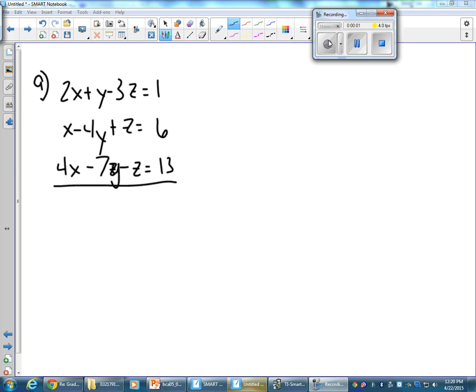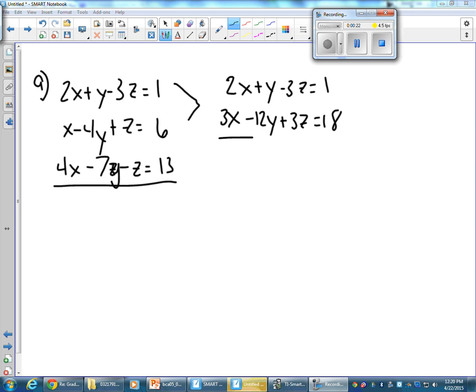Okay, on number 9, I think it'd be easiest to cancel the z's. So I'm going to use these first two lines, and I'll write the first line exactly like it's written. And the second line, I'm going to multiply times 3. So it becomes 3x minus 12y plus 3z equals 18. And when I add the two lines together, I get 5x minus 11y equals 19.